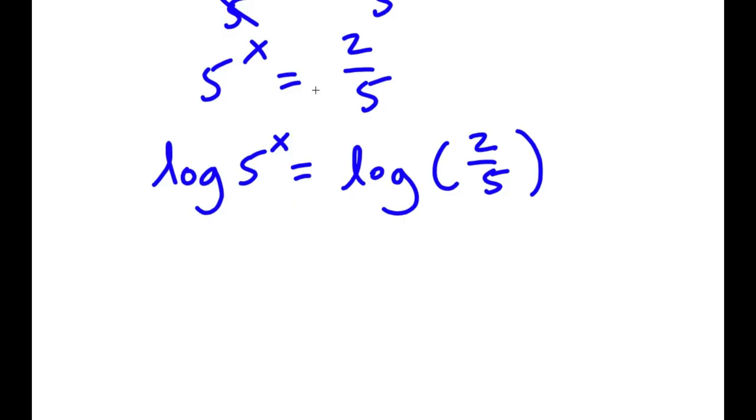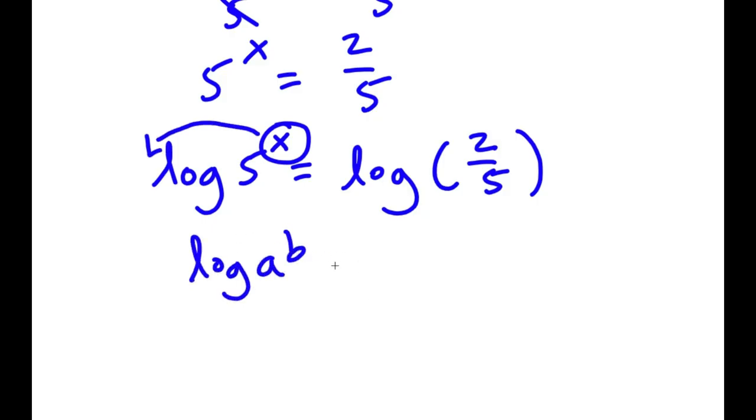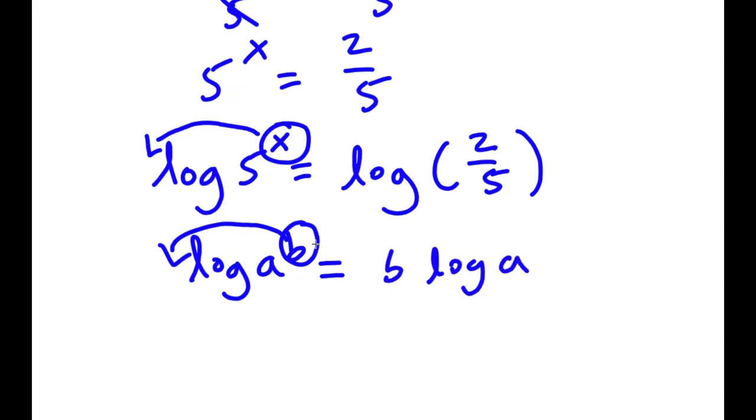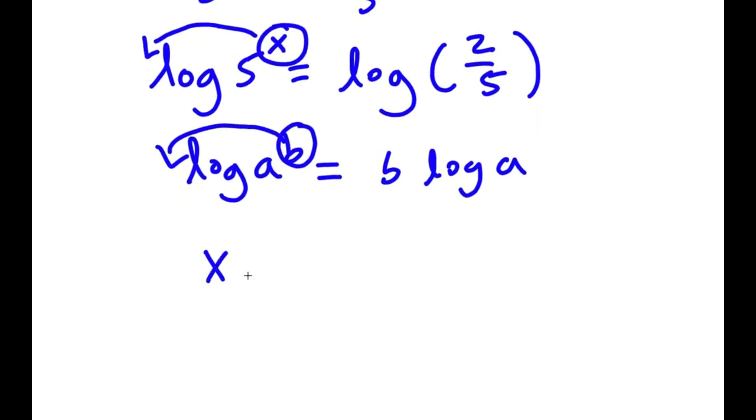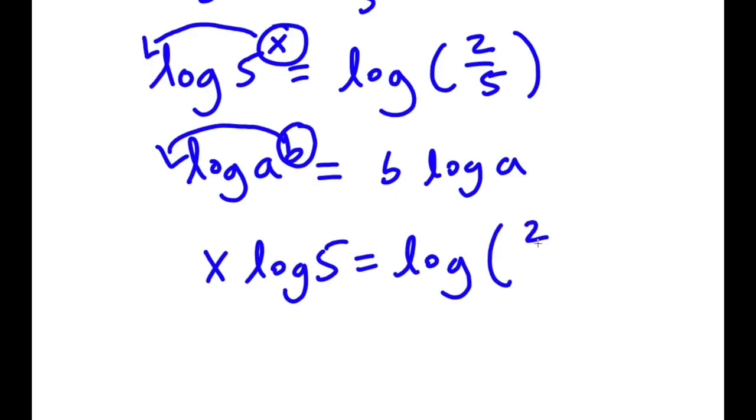So now, I can actually move this exponent to the front, because if I have something in the form log a to the power of b, this is equal to b times log a. So I can actually move the exponent b to the front of the logarithm. So now I have x times log 5 is equal to log 2 over 5.